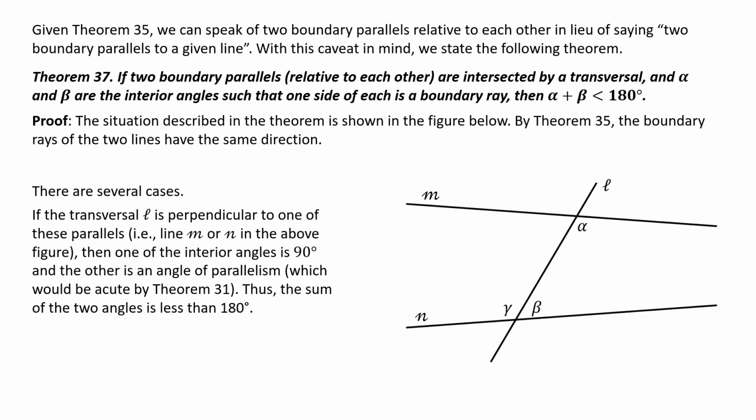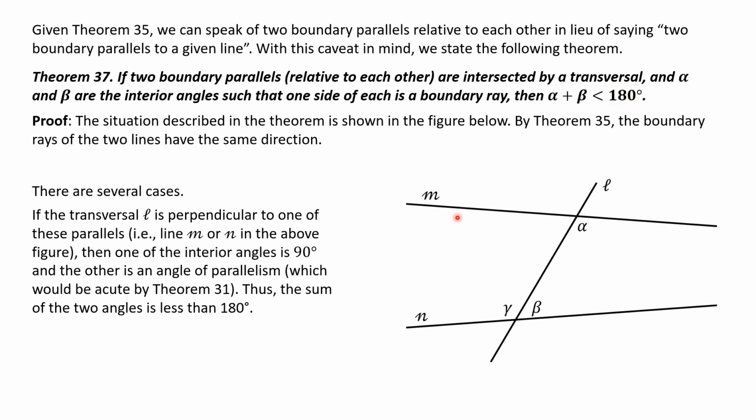Given theorem 35 from the previous slide, we can speak of two boundary parallels relative to each other in lieu of saying two boundary parallels to a given line. So with that in mind, we can state the following theorem. If two boundary parallels relative to each other are intersected by a transversal, and alpha and beta are the interior angles such that one side of each is a boundary ray, then alpha plus beta is less than 180 degrees.